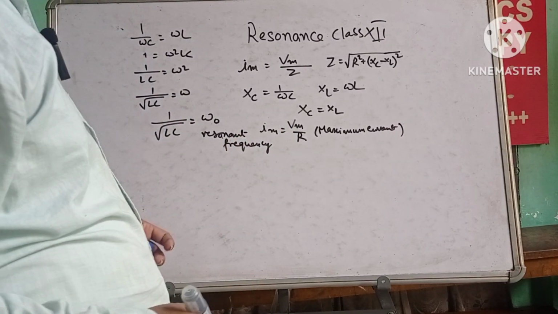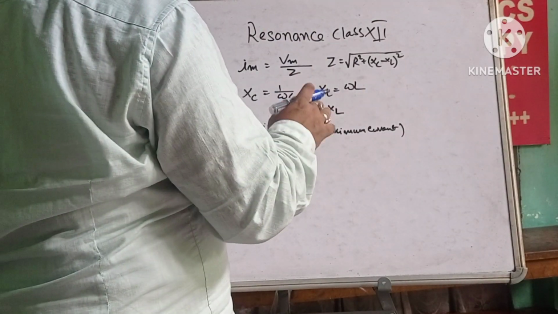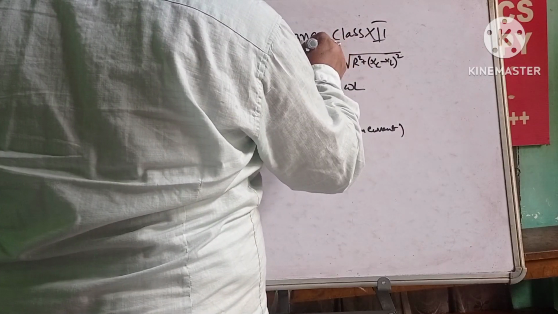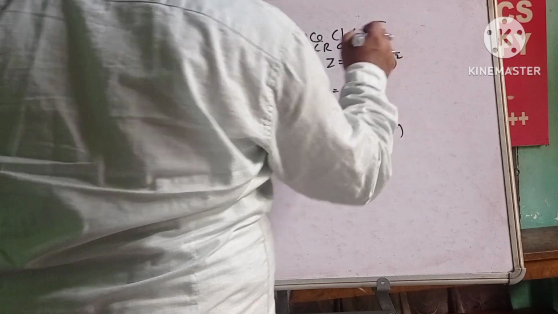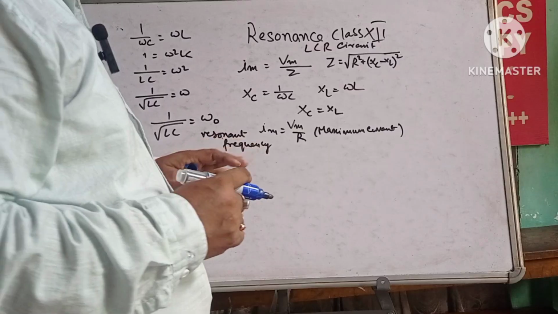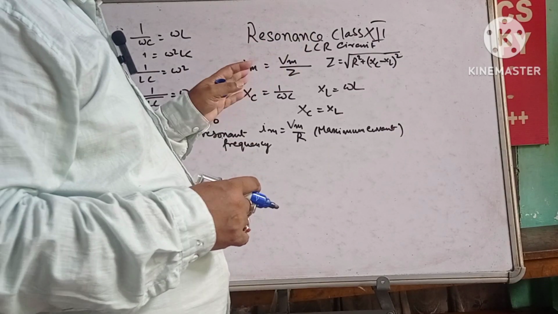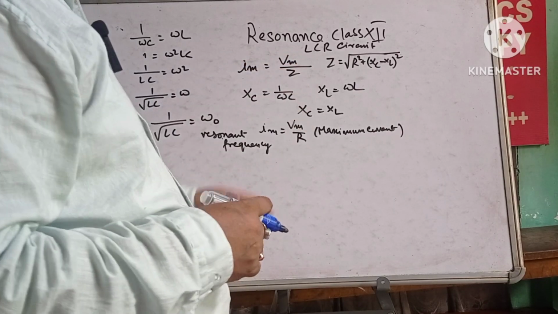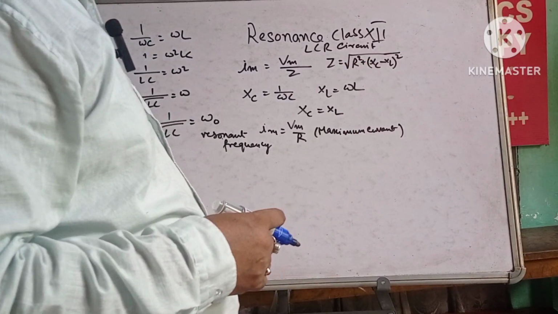This is for an LCR circuit. You all know about the LCR circuit, so I have not explained anything about it because I want to put stress on the resonance. So in the LCR circuit, Im, the maximum current, is equal to Vm by Z, where Z is the impedance, root over R square plus (Xc minus XL) the whole square.